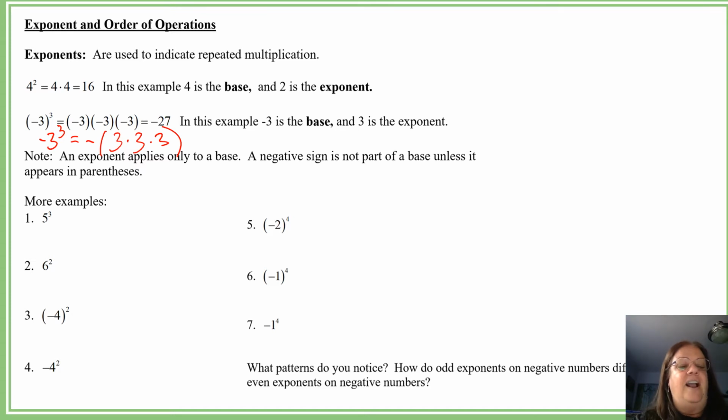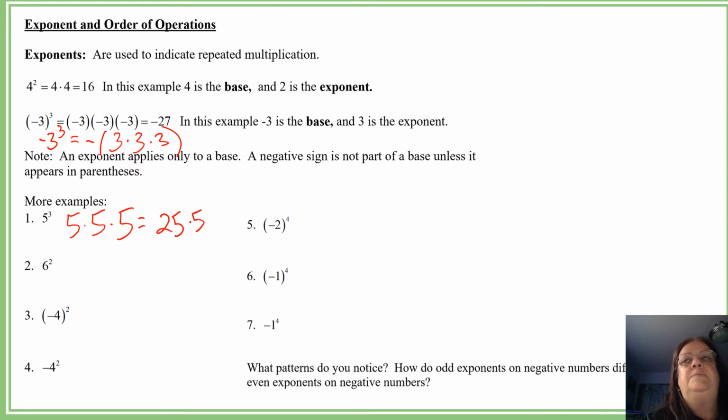So, all right, 5 to the 3 is 5 times 5 times 5. Okay, that's 25 times 5, which is 125. Okay. 6 to the 2 is just 6 times 6, 6 squared, which is 36.